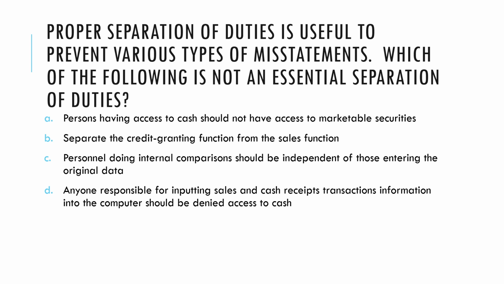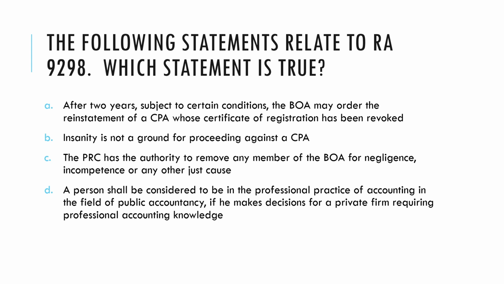So not an essential separation of duties here is the access to cash and access to marketable securities, as both actually refer to custodianship of different asset accounts. So no, not an essential separation of duties. So this should be alpha.